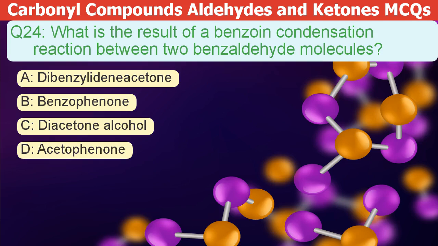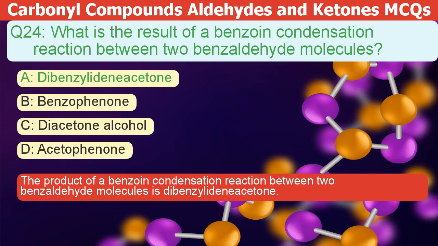What is the result of a benzoin condensation reaction between two benzaldehyde molecules? A. Dibenzaldehyde acetone. B. Benzophenone. C. Diacetone alcohol. D. Acetophenone. The correct answer is A. The product of a benzoin condensation reaction between two benzaldehyde molecules is dibenzaldehyde acetone.